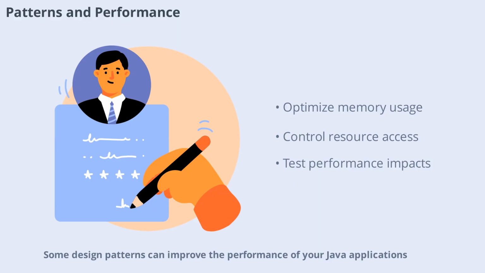Some design patterns can improve the performance of your Java applications. For example, the flyweight pattern reduces memory usage by sharing objects, while the proxy pattern can control access to expensive resources. However, always measure and test performance impacts before adopting a pattern for optimization.